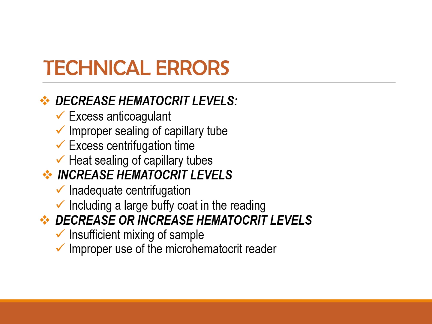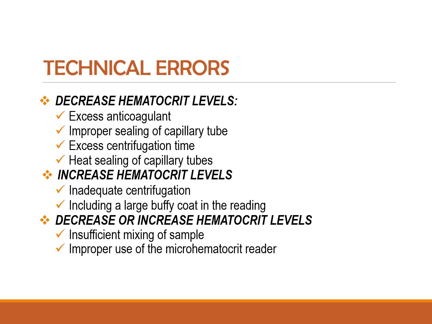Then we have the increased hematocrit levels. The errors listed under the increased hematocrit levels include inadequate centrifugation, wherein the time and speed of the centrifugation and the time when the results are read are important. Insufficient centrifugation or a delay in reading results after centrifugation causes the hematocrit reading to increase.